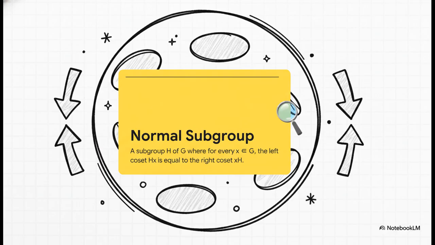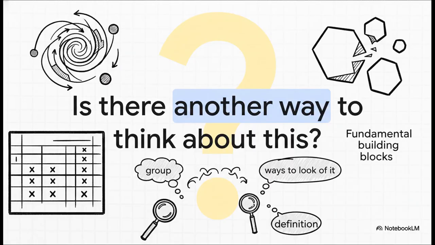Now, I know that definition looks a little heavy, but the idea behind it is actually pretty straightforward. Think of the subgroup H as its own little club. A coset is basically what you get when you take every member of that club and mix them with some element X from the outside. A normal subgroup is one where it doesn't matter if you mix X in from the left side or the right side, you get the exact same result. It's perfectly symmetrical.